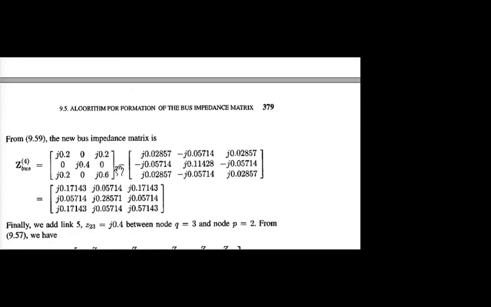Okay. When you subtract that 3 by 3 matrix, it will give us Z bus 4, the fourth element connection with Z bus. Okay. If it is okay, can you find the link addition for the fifth element? For the fifth element, what should be the value of P and Q? For the fifth element, the connection is between 2 and 3, right? What will be the value of P and Q? 2 and 3.